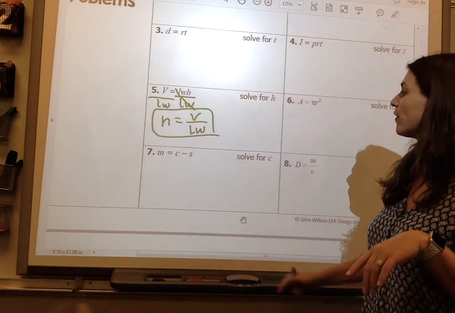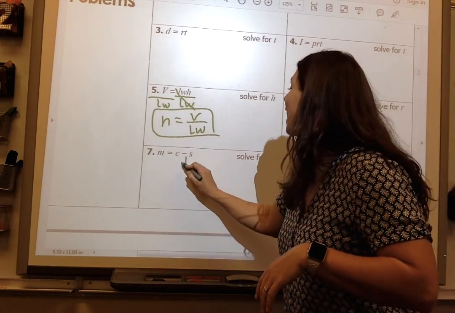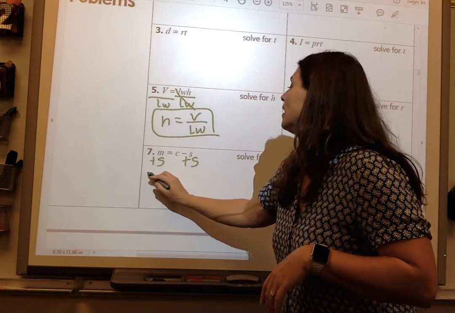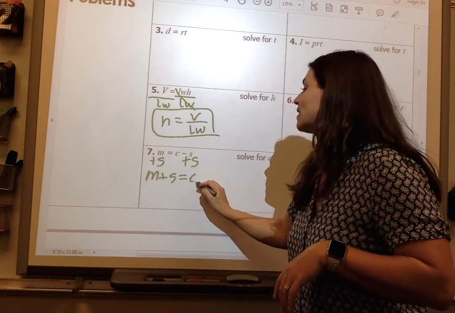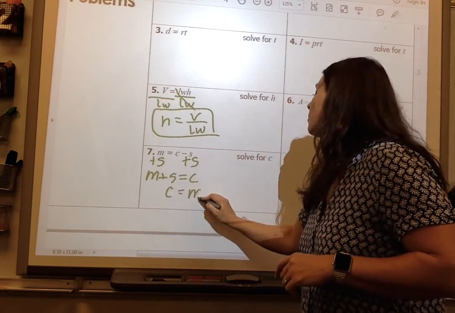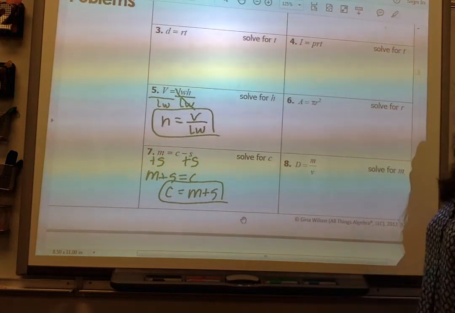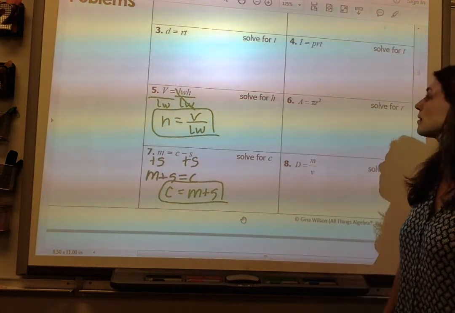Okay? Look at number 7. If I want to solve for C, I got to get rid of this negative S. So I'm going to add S on both sides. And M plus S equals C. I can't combine M and S, it's M plus S. So C equals M plus S. There. Okay? Oh, real quick, let's look over at number 6.